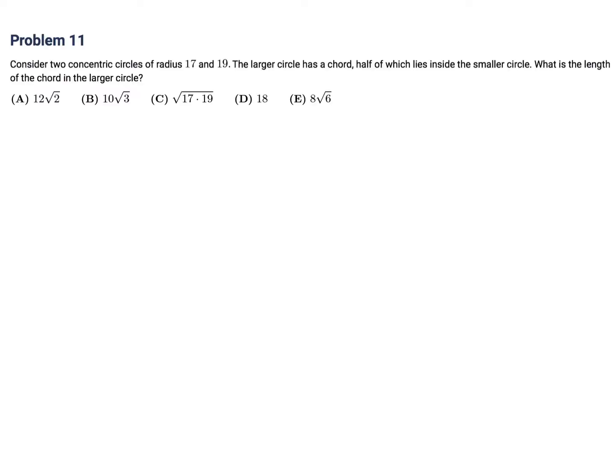Problem number 11. Consider two concentric circles of radius 17 and 19. The larger circle has a chord, half of which lies inside the smaller circle. What is the length of the chord of the larger circle? So let's draw the diagram and let's discuss this.